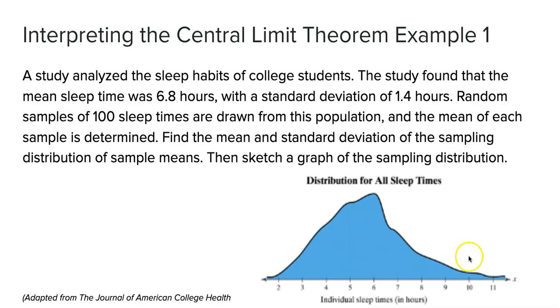So look at this distribution for all sleep times. Would you say this is bell-shaped? This doesn't look bell-shaped to me. It's a little crazy looking distribution, but we know that the sampling distribution will be normally distributed. Why? Because that sample size is 100. For anything greater than or equal to 30, we know the sampling distribution will be normally distributed.